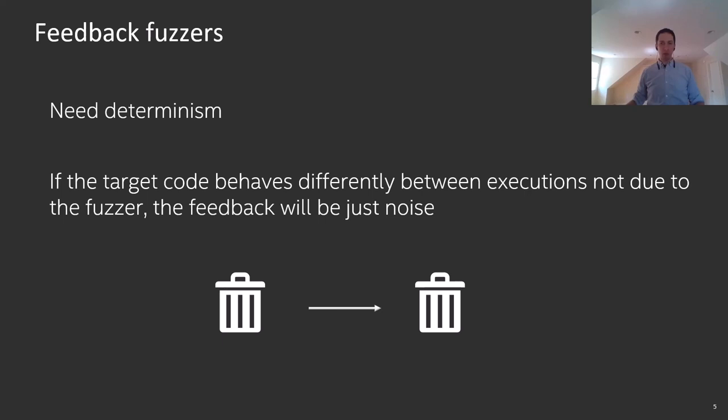If you think about it though, feedback fuzzers need determinism for this coverage information to be useful. If the target code behaves differently between the executions in a way that's not due to the mutated input, the feedback will be just noise. If you have garbage in, you will have garbage out, and the fuzzer will spend most of its cycles mutating on input that doesn't actually lead to discovery of new code.